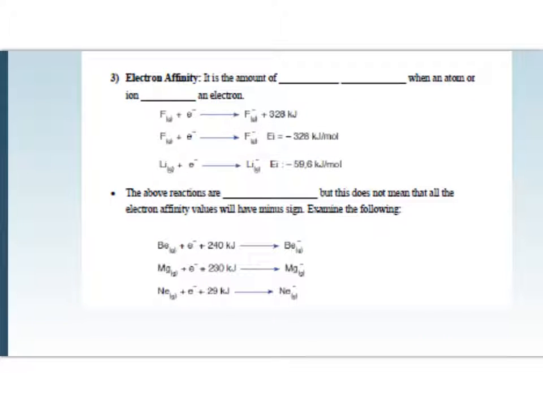Now comes electron affinity. It is the amount of heat change when an atom or an ion gains an electron. Now please examine these examples. You have fluorine gaining 1 electron, and it is written as plus 328. If this is written on the product side, this means that you have an exothermic reaction. That's why this is shown with a minus sign.